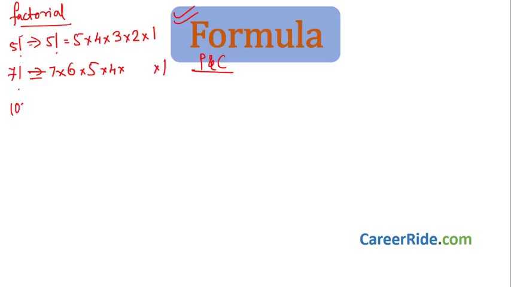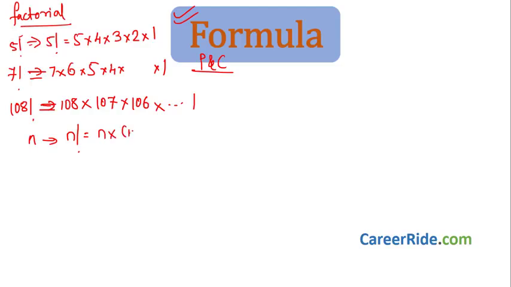You can write 108 factorial also. The value of it would be 108 into 108 minus 1, 107, into 106, up to 1. So if there is a number n and we write n factorial, then its value will be n multiplied by n minus 1 multiplied by n minus 2, up to 1. This is the concept of factorial, right?